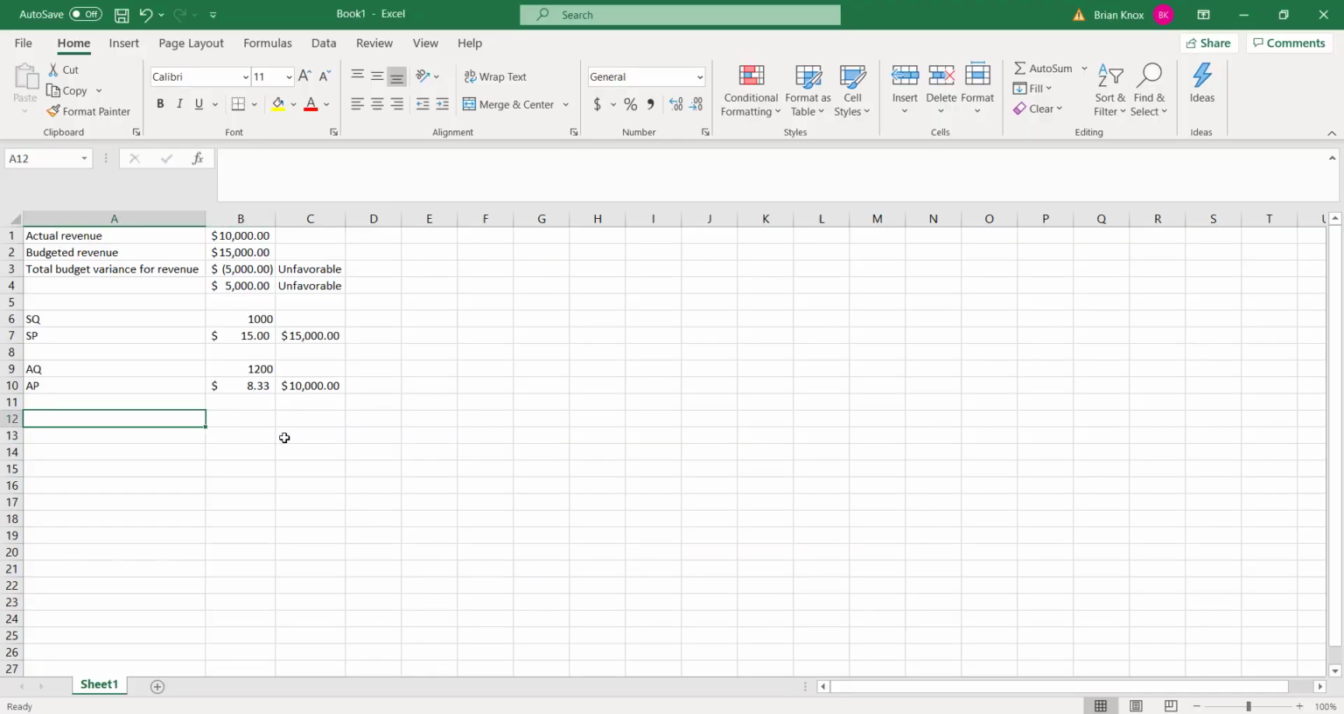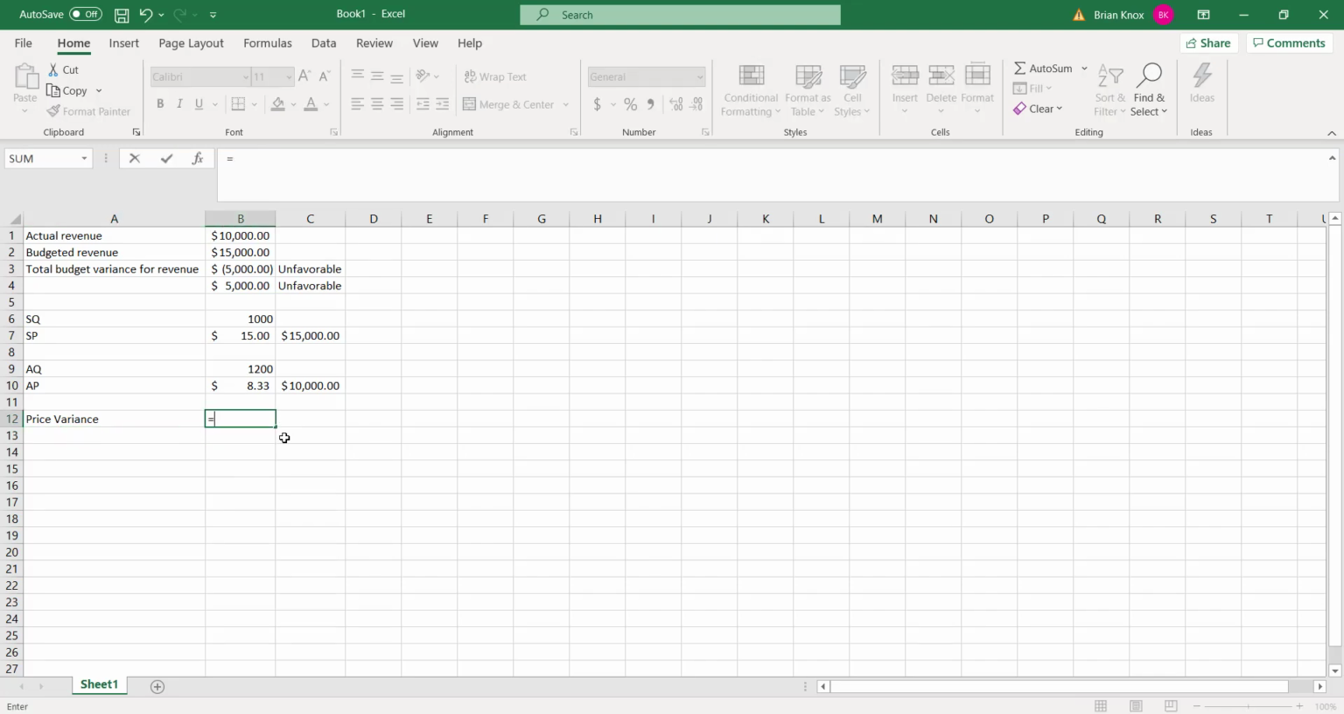We can get the price variance for revenue. Our price variance for revenue is going to be the difference between prices. We have actual first: actual minus standard. We'll put those in parentheses, all times the actual quantity sold. There we go, if I can use the keyboard. So we have an $8,000 price variance.